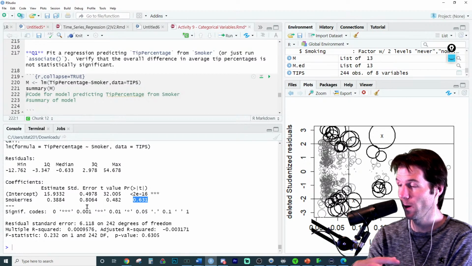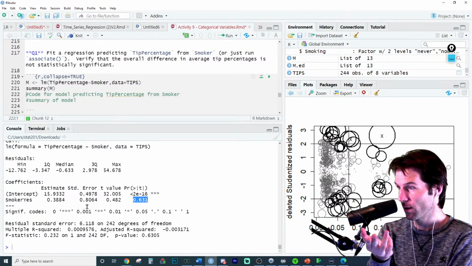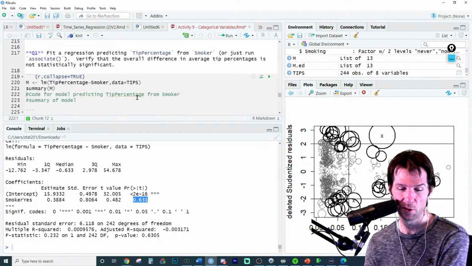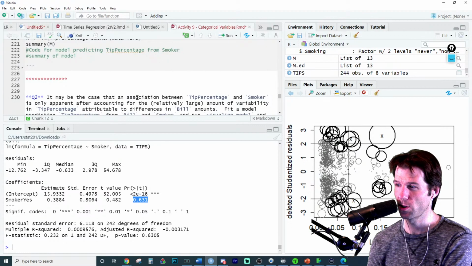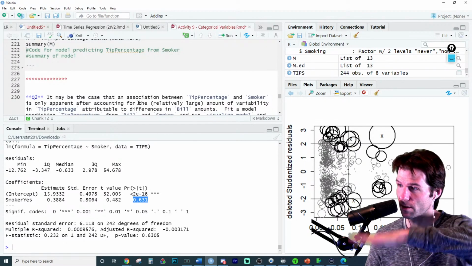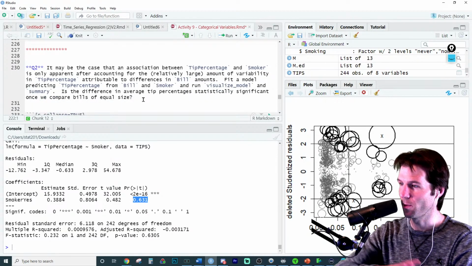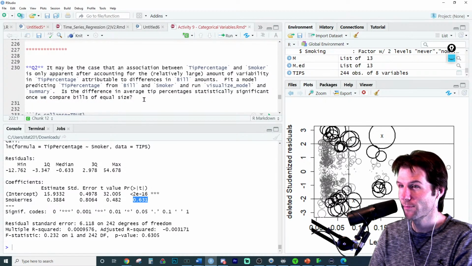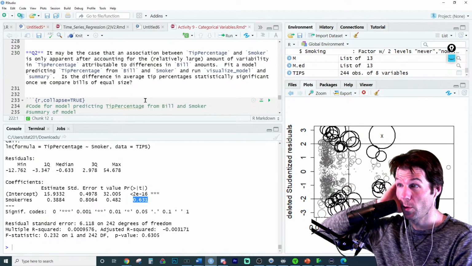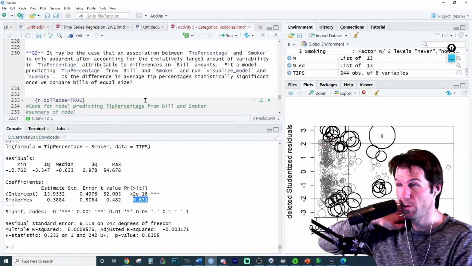Like you'd wait on 1,000 tables a year. Well, then 0.4% more tip at a fine dining restaurant would be a great way to increase your tip. But these differences are probably just random chance differences. The difference could easily be 0, as in there's no difference between them. The line could be flat. So it might be the case that it is only apparent after accounting for the variability in tip percentage attributed to bill amount.